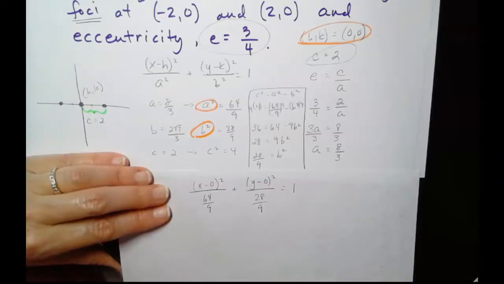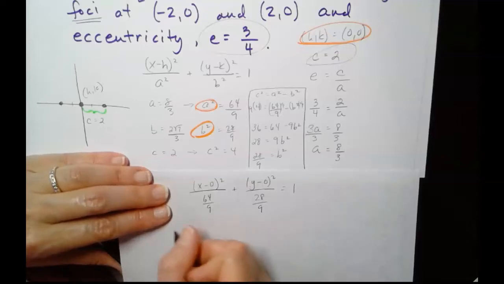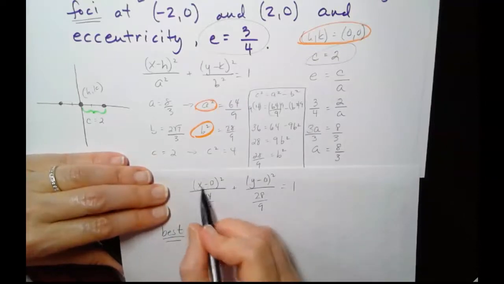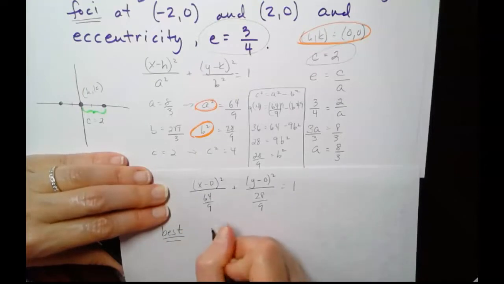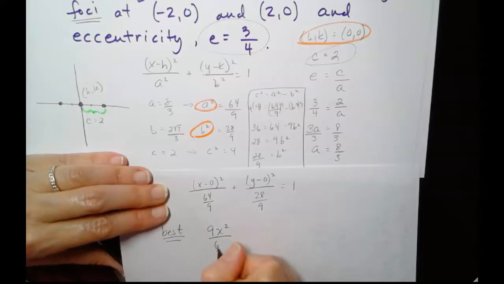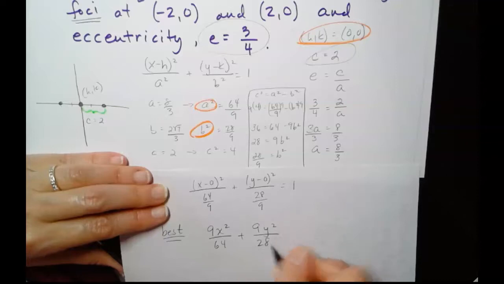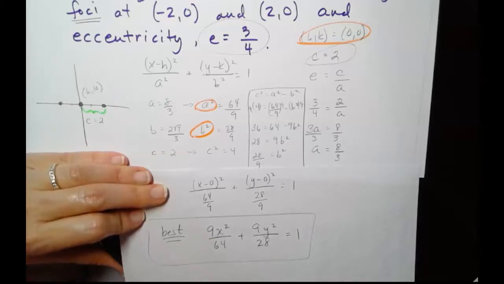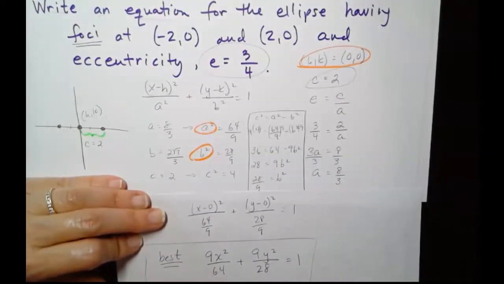Now, that is certainly not showing your good algebra manners. So recall that when we divide by a fraction, it turns into multiplication by the reciprocal. So the very best answer is, and of course x minus 0 is x, so we've got 9x squared over 64 plus 9y squared over 28 equals 1. There's your very best answer for an ellipse that has foci at negative 2, 0, 2, 0, and an eccentricity of 3/4.